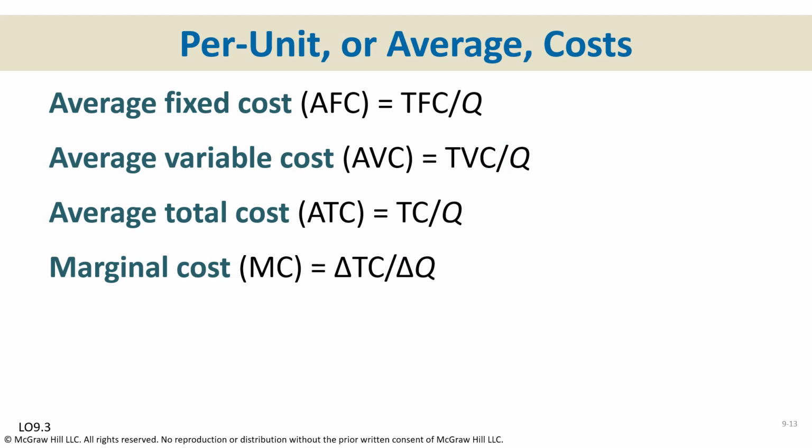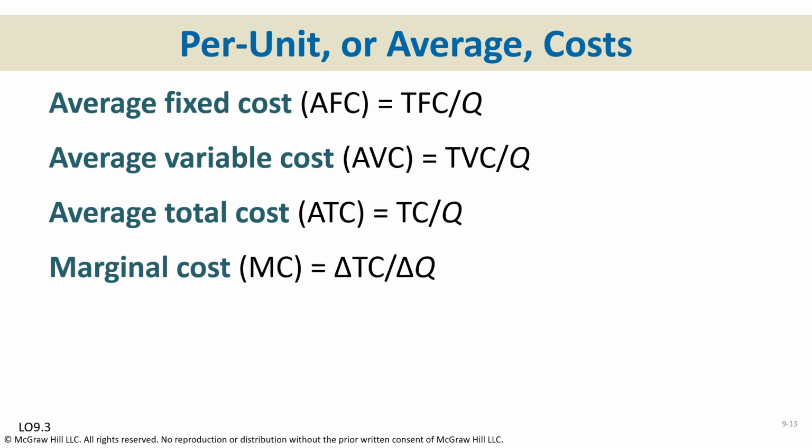these per unit costs are useful in making comparisons to product price. Average fixed costs reflect the fixed cost per unit produced, whereas the average variable cost reflects the variable cost per unit produced. The average total cost can also be found by adding the AFC and AVC.